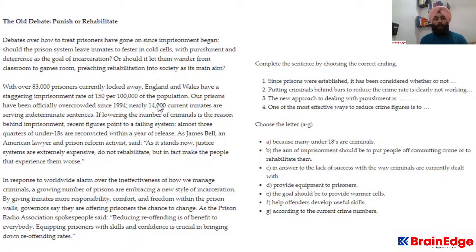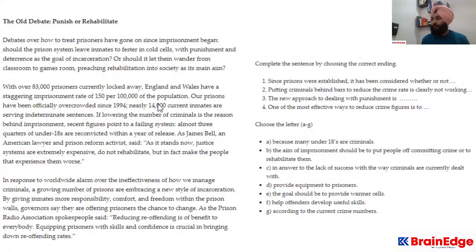Let's see. They're saying put them behind bars, or let's give them a fair chance. The aim of imprisonment should be to put off people committing crime, this statement, or rehabilitate them. Rehabilitate them. The answer for this is B. This matches here. Okay, jumping on to the next question.